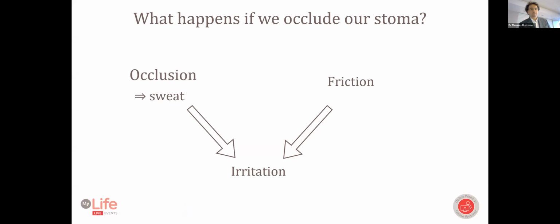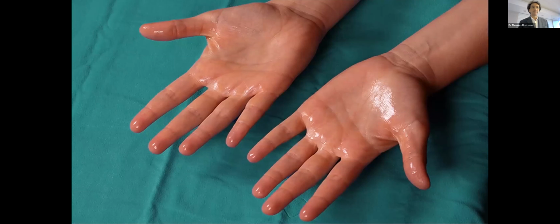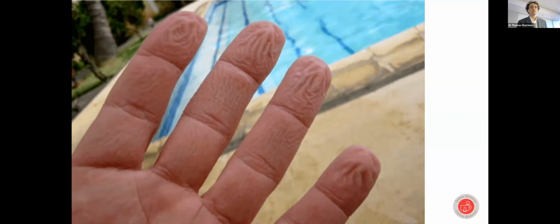The other point is occlusion, which leads to sweat. We've seen what happens with using gloves. Then you get these wet hands. This would mean that the base plate or the bandage would fall off. This is definitely not the case. So the bandages and base plates are designed so that the water can evaporate through. That's the reason that they can stay in place. And they're also designed so that the skin is not staying wet all the time.